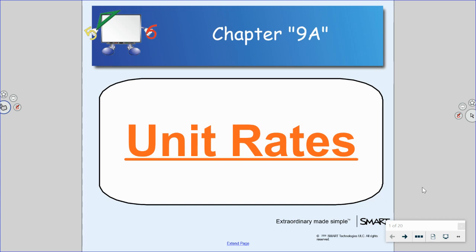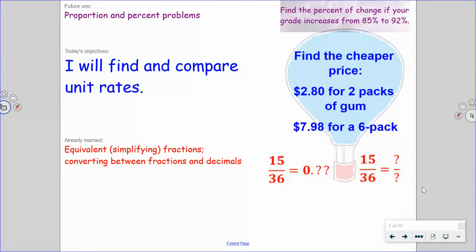And welcome, ladies and gents, to what I will call Chapter 9A. It's not really a chapter at all, to be honest. It's kind of a supplemental few lessons, several lessons to get us ready for the real Chapter 9 in our textbook. Today we're going to talk about unit rates, which I believe you have learned a little about before.